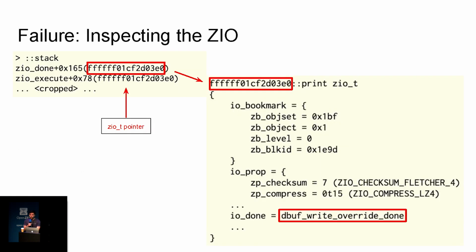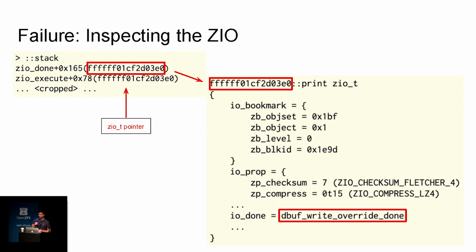So what we would do in Illumos, we would start inspecting the ZIO. We would use MDB, the kernel debugger in Illumos that works on live systems and crash dumps. We would print the stacks with function arguments, and we would look at the first function argument of zio_done. It's a zio_t pointer. And we would actually print what the actual structure looks like. So in this case, what we're basically saying is, take that pointer, typecast it to a zio, and print it.